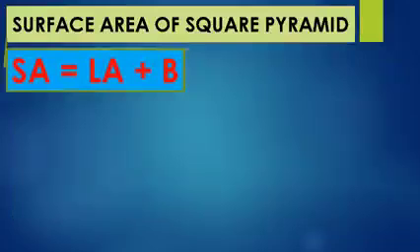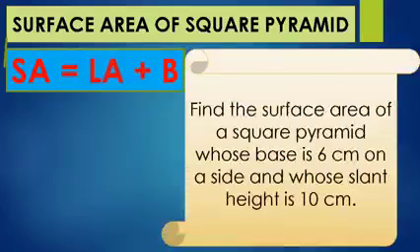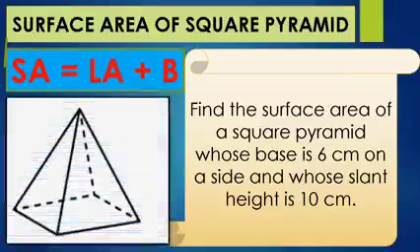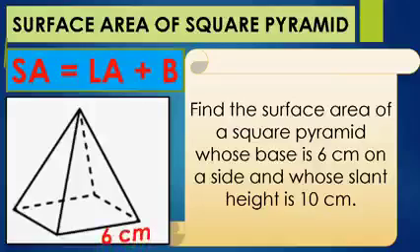Example. Find the surface area of a square pyramid whose base is 6 centimeters on a side and whose slant height is 10 centimeters. By illustration, we have this one. Again, base is equal to 6 centimeters and the slant height is equal to 10 centimeters. So this is our slant height and this is our base.